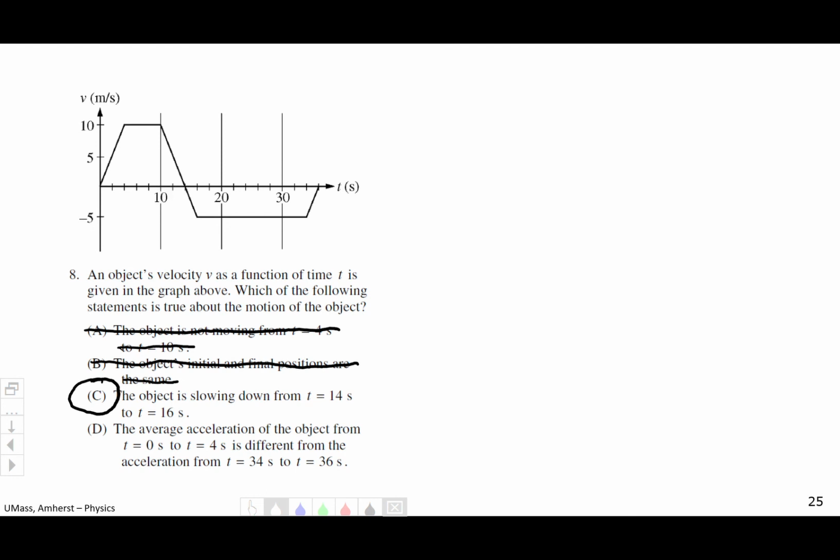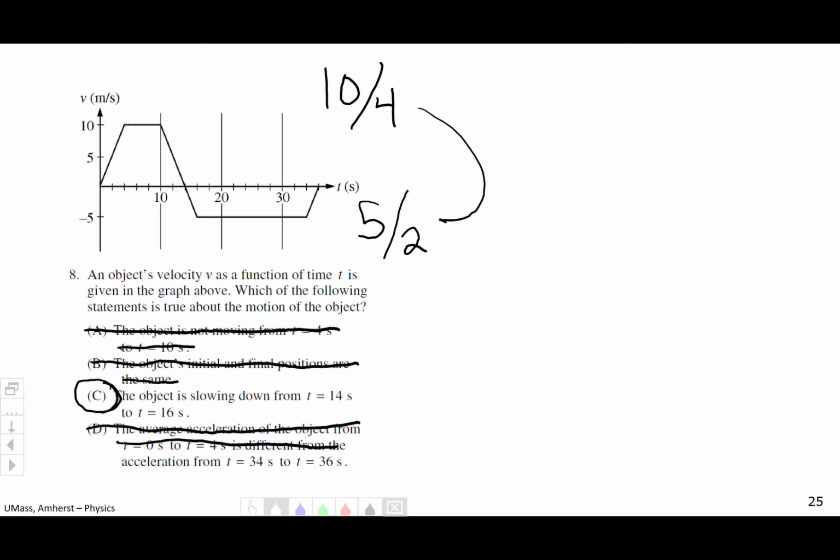Now, what about D? The average acceleration from 0 to 4 seconds is different from the acceleration from 34 to 36 seconds. So that means we're comparing this and this. So this is 0 to 4 and 10, so a rise of 10 over a run of 4. This is a rise of 5 over a run of 2. So that means these are the same, meaning that this is not true. C is the only true statement.